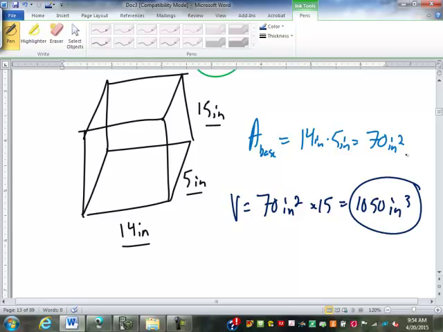Sound right? Why don't we just go 14 times 5 times 15 because it's the same thing? Good question. You could do just 14 times 5 times 15, length times width times height. Here's why.